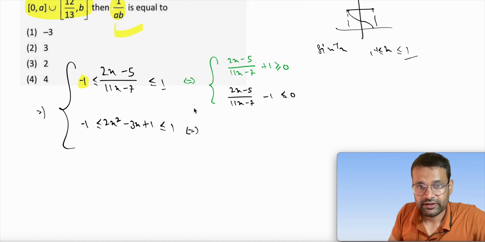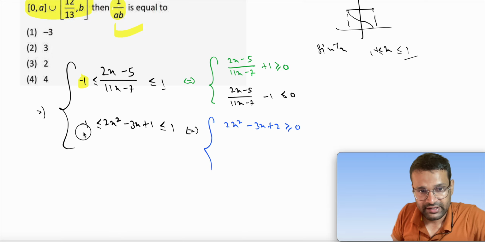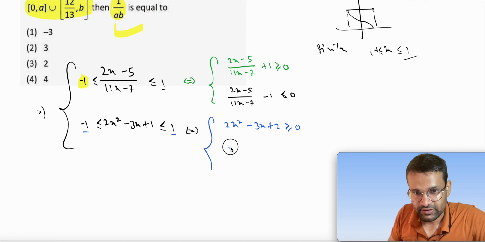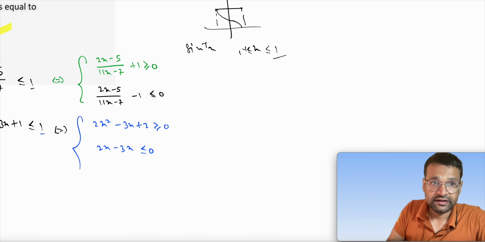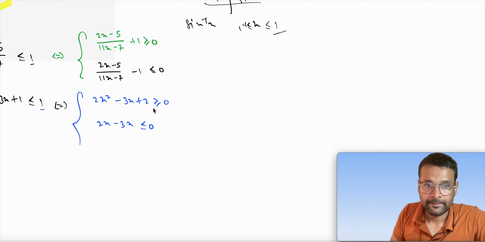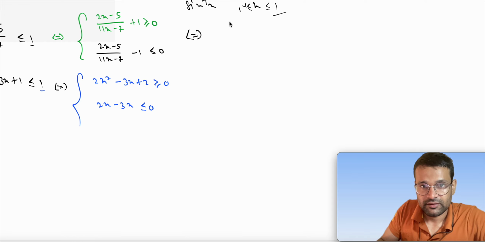Now similarly we do here. Now you can write 2x square minus 3x plus 2 greater than or equal to 0, when this minus 1 is shifted to the right side and this one is shifted to the left side, then it looks like 2x square minus 3x less than or equal to 0. Now you can solve these different inequalities. This is a question from types of inequalities. Now you can solve.